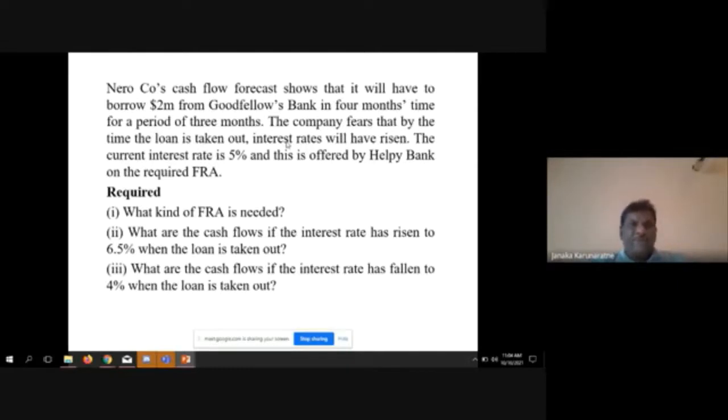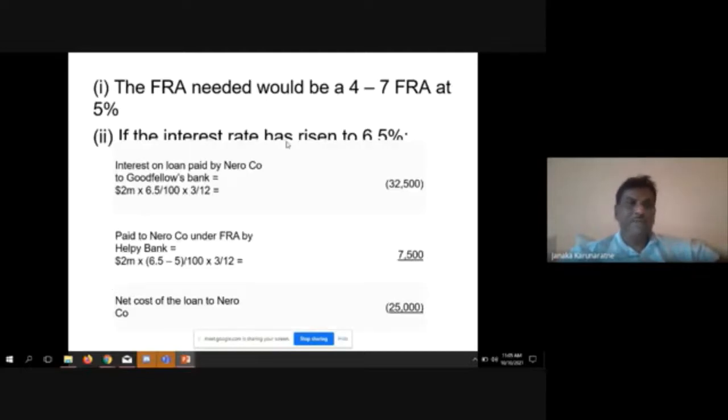Now, what are the cash flows if the interest rate has risen to 6.5% when the loan is taken out? The agreed rate is 5% under the FRA. If the interest rate rises to 6.5% in 4 months' time, what are the cash flows? Okay, so let's move on to that.